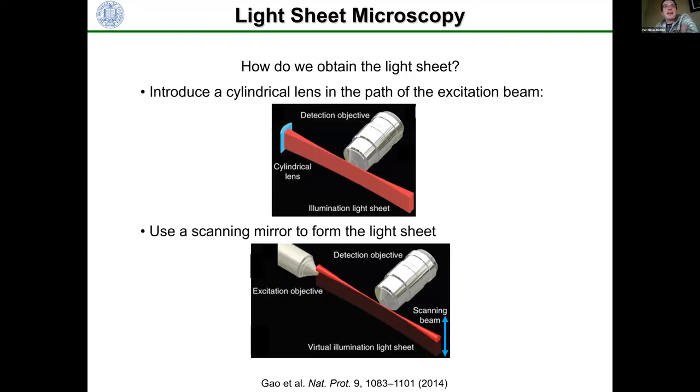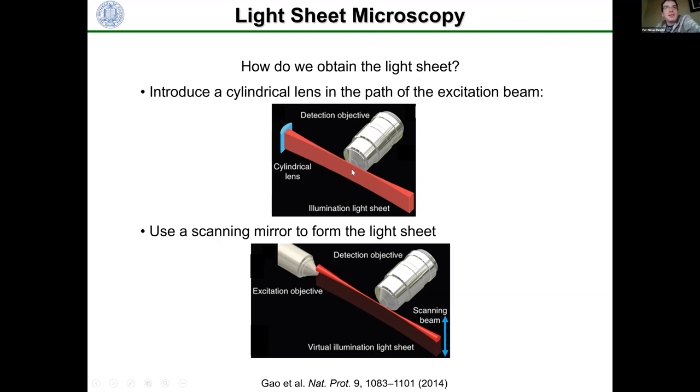Okay, so how do we get the light sheet? How can we generate the light sheets? Generally, two principles are utilized. And one, the more simple one, is to use a cylindrical lens. So a lens that focuses the light only in one dimension. And if we place this in the excitation path, it focuses it in one dimension, but not the other, generating this kind of sheet-like illumination.